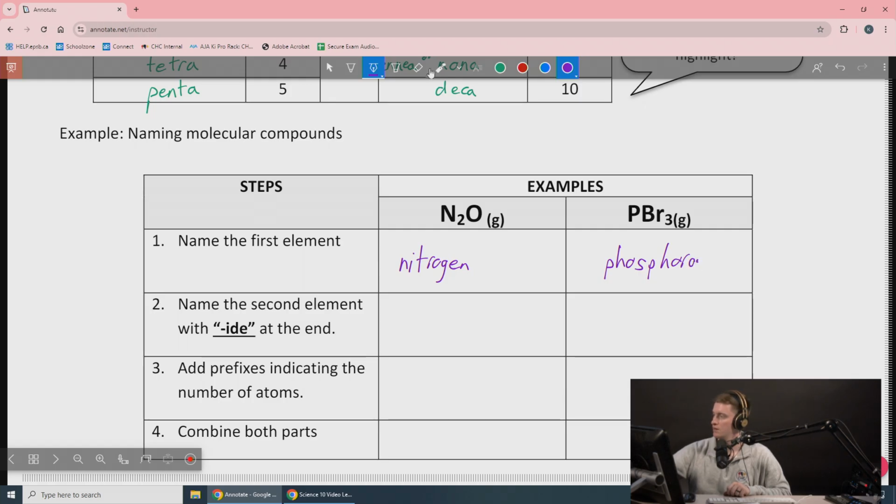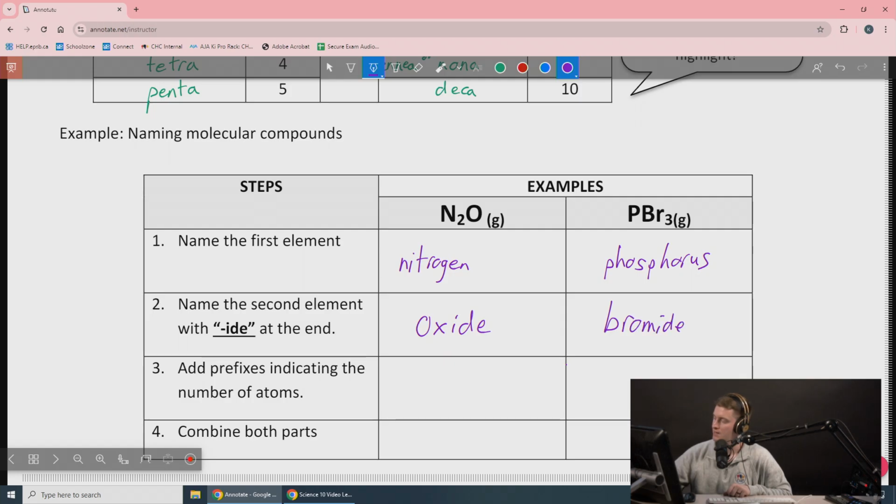For us, I always spell it with O-U-S, but you can go with just a U-S because I think that's what's on your periodic table. Then you're going to name the second element with "ide" on the end. This doesn't mean that this is an anion. It simply gets the "ide" ending at the end of this compound. It's informing the reader that it's in the compound. So oxygen becomes oxide, and bromine becomes bromide.